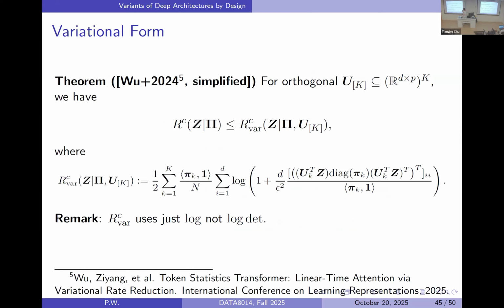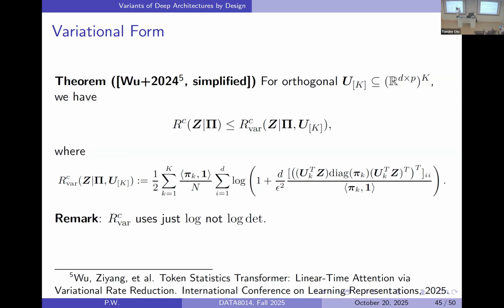In our recent paper, Professor Ma's recent paper, published this year at ICLR, I believe it's a spotlight paper, anyway, I forget whether it's a spotlight, the variational form is derived for this Token Statistics Transformer. The paper is titled linear time attention via variational rate reduction, published at ICLR this year. And they derive a very interesting result based on the variational form: for any orthogonal matrices U, the compression term can be bounded by its variational form.